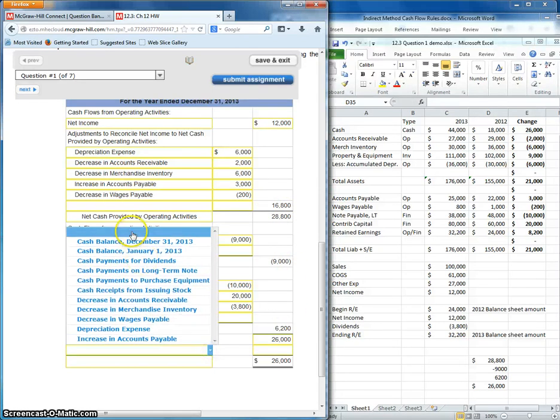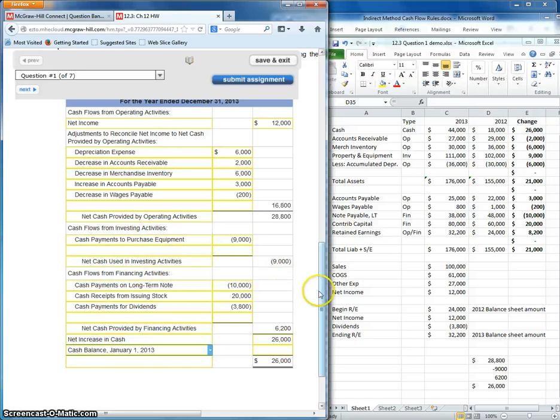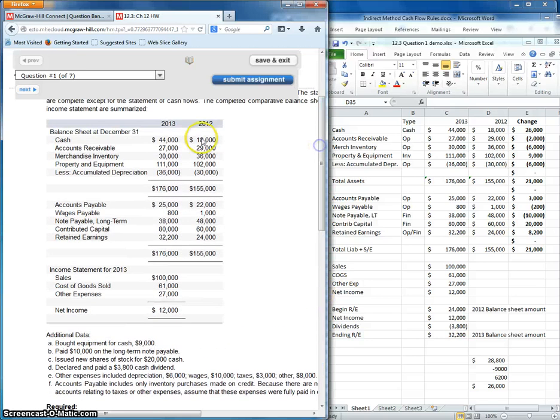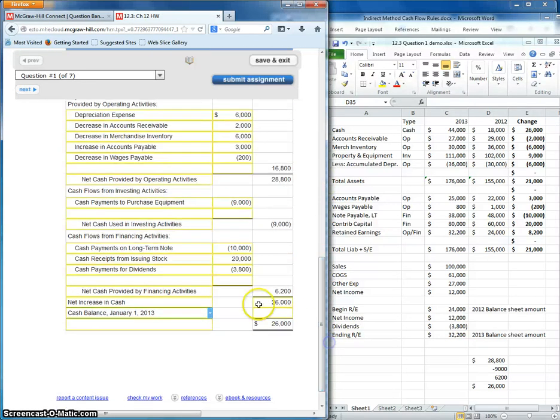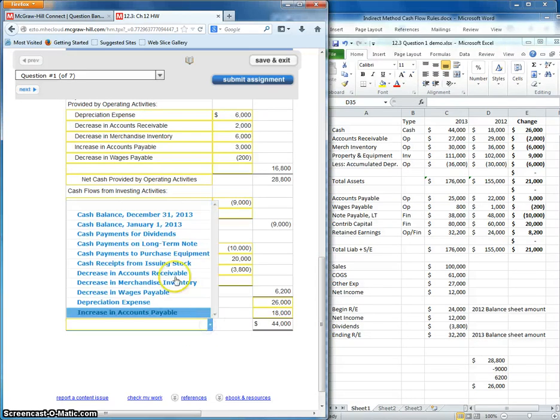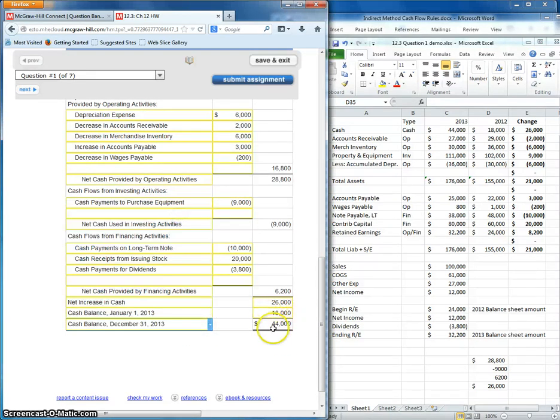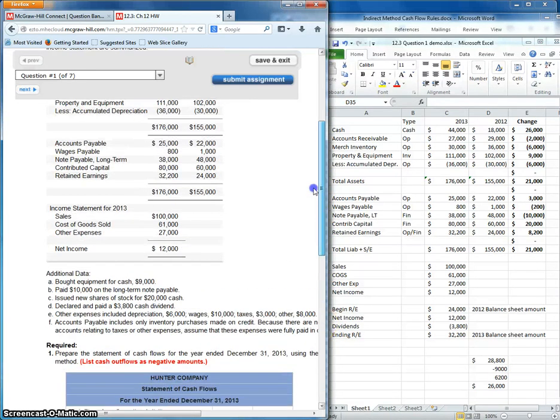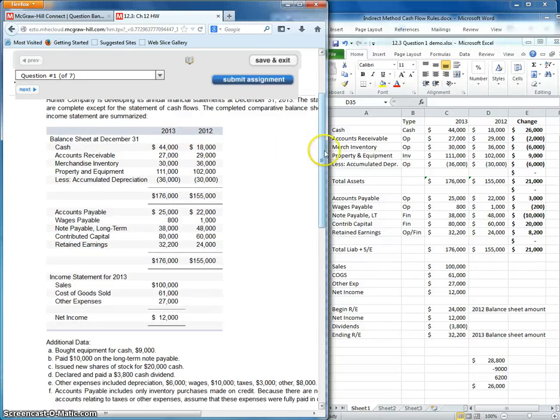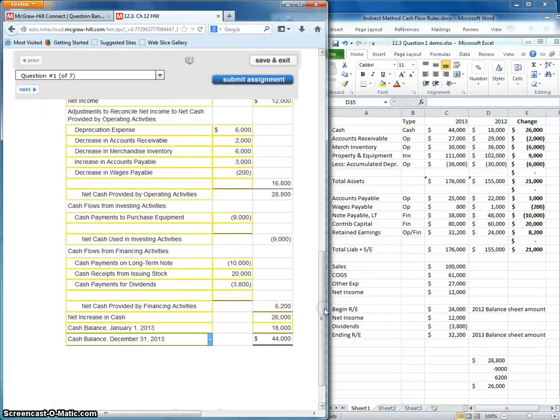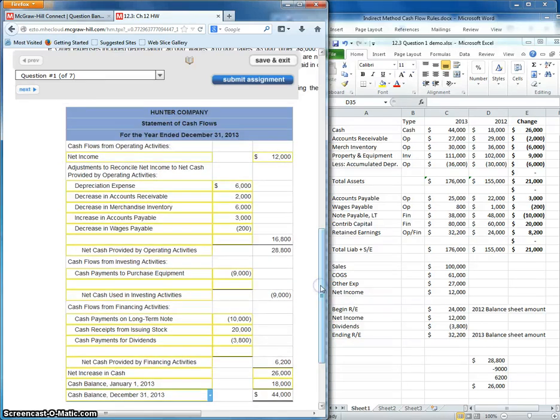Then all I want to do here is put in my beginning balance, the January 1st cash balance, which was $18,000. So plug that in, and then my December 31st cash balance becomes $44,000, which matches what's on the balance sheet. So now we have a completed cash flow statement. If you have any questions, send me an email. Hopefully this makes sense, and hopefully this gives you what you need to get ready for the other questions on the assignment. Thanks.